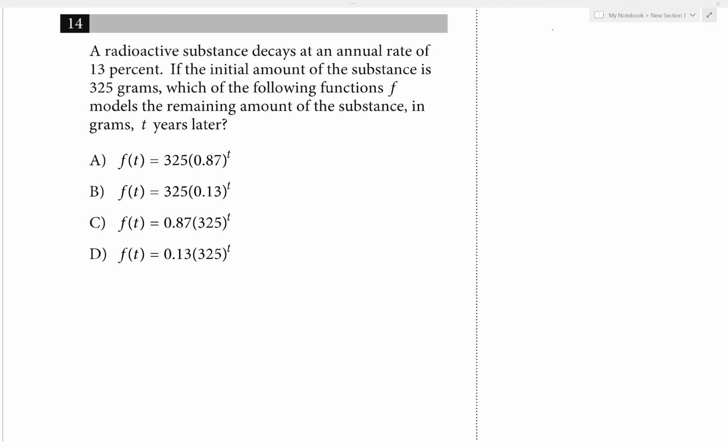So this one here, if you take a peek at the answer choices, all of these are exponential functions. We know that because t is in the exponent. So we were thinking about an exponential model here. For an exponential equation, the general form is y equals a times b to the x power.